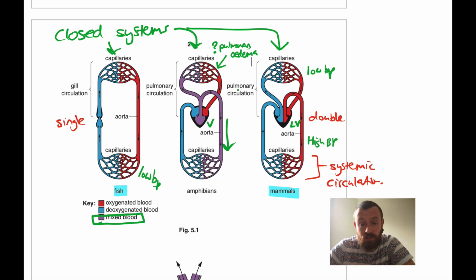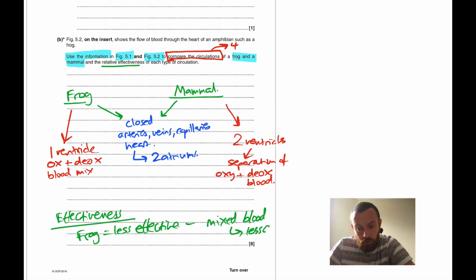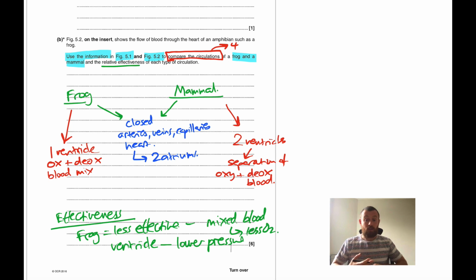Okay, so those are the things we could say. Going back to the depth here, so frog less effective. So we need to talk about, just very briefly, the mixed blood, less O2, and then we need to talk about the ventricles, lower pressure pumping, which again is less effective. Okay, so 2 marks on effectiveness, 4 marks on the structure. That's my strategy. That's the bullet point plan.